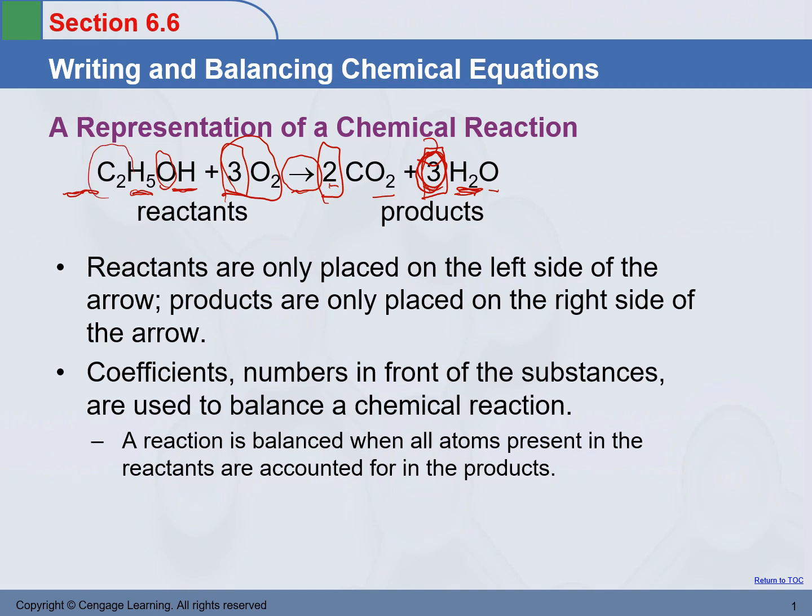The last one is carbon. There are 2 carbons on the left. There are 2 carbons on the right with the coefficient. Without the coefficient, it would have been only 1 carbon. Yep, that's balancing a chemical reaction. We say the above reaction is balanced.